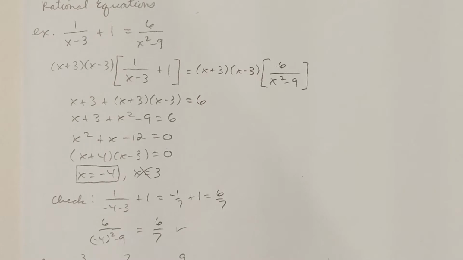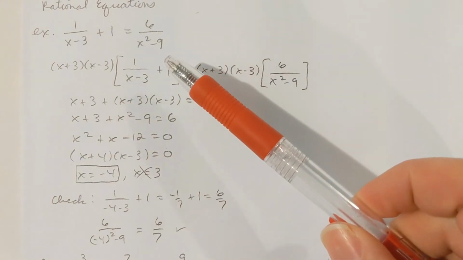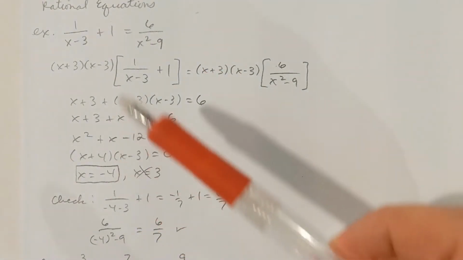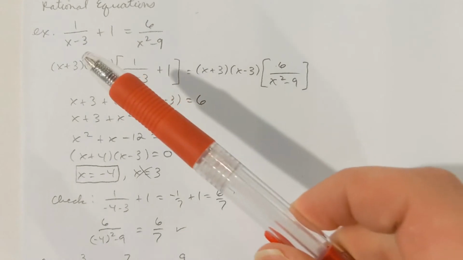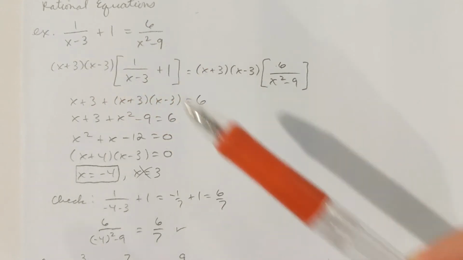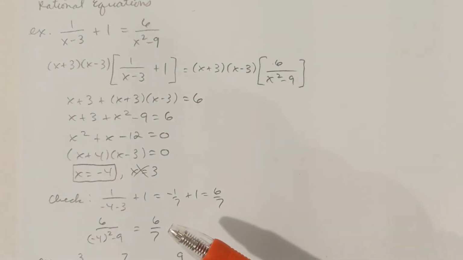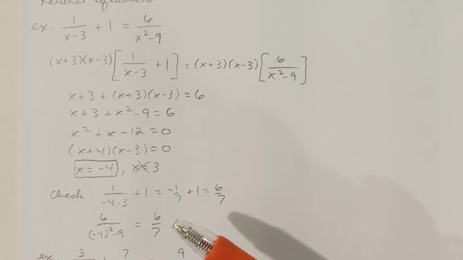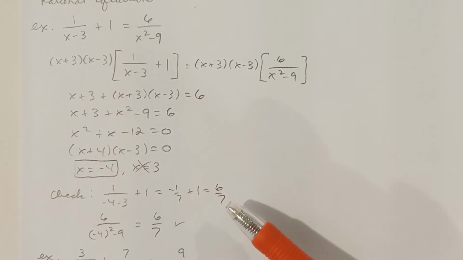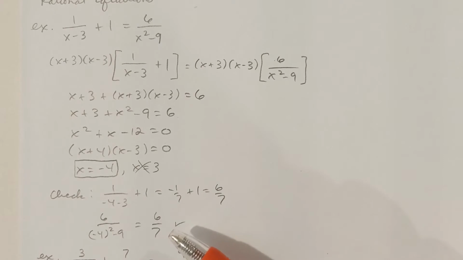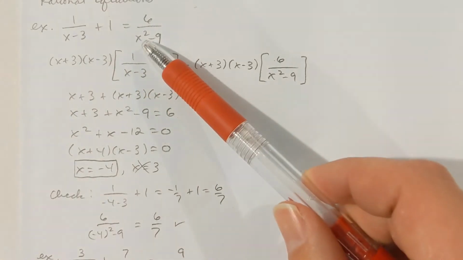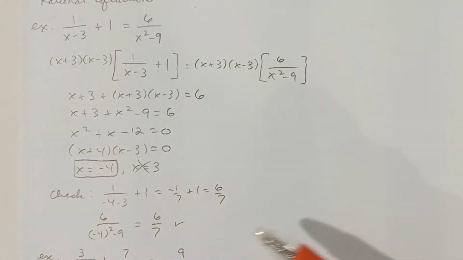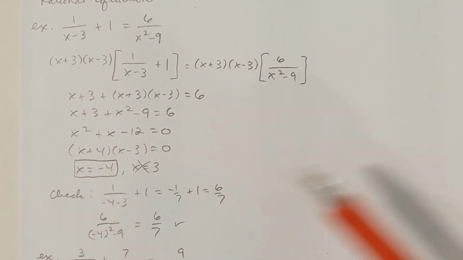Now, really in the check procedure, the only thing that you're looking for is that you're not going to divide by 0. We know division by 0 is not allowed. -4 is not going to create 0 in the denominator of either of these two fractions. If you wanted to completely check that -4 is indeed correct, I've done that here. You'll see that 6/7 is the same as 6/7, or that's the same number that you're getting on both sides of this equation. Therefore, -4 would be the only answer there.